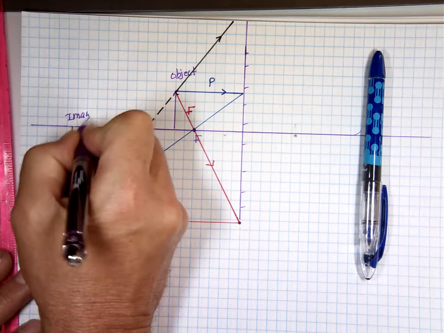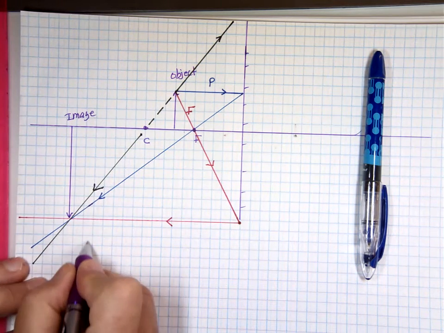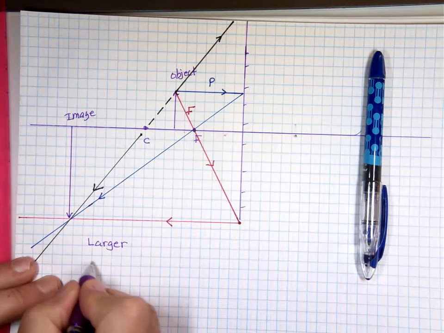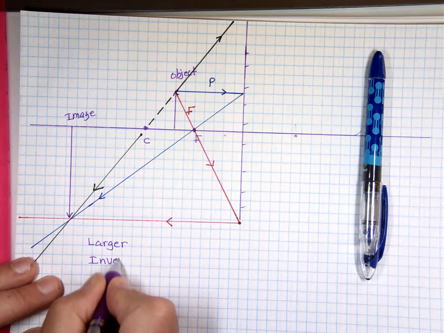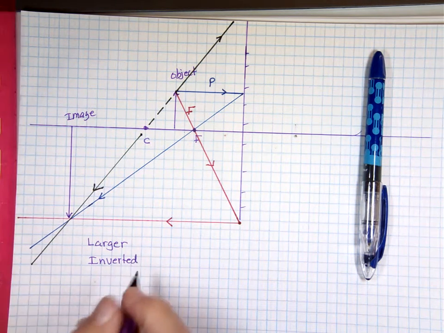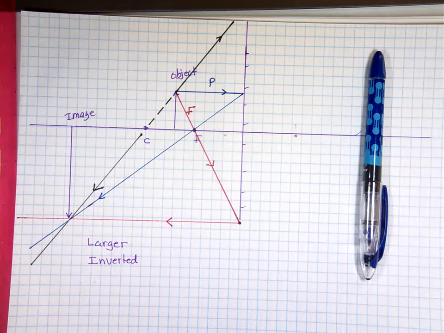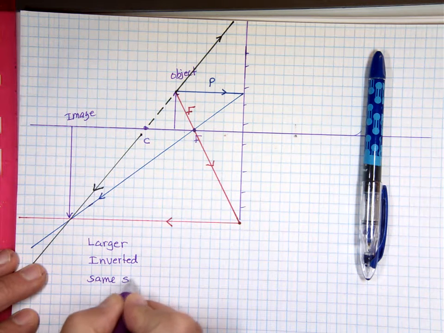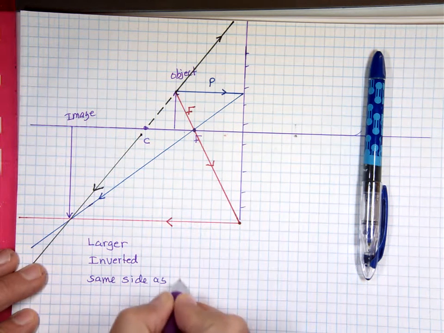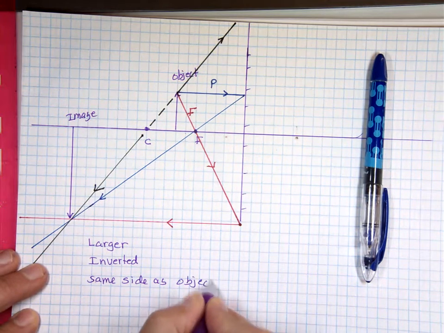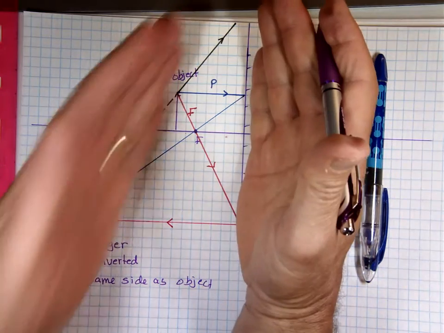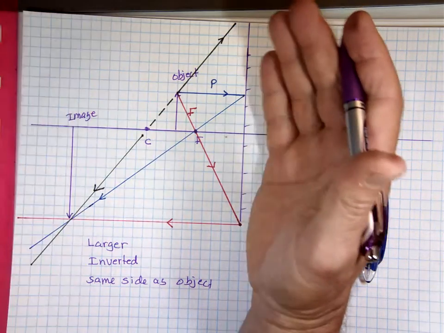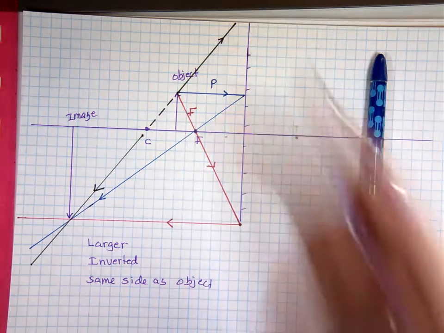What do you notice about this image? It's larger, right? What else? It's inverted. And what else do we notice about it? Same side. When I say same side as the object, what do I mean by that? The object is on the left side of the mirror, the image is on the left side of the mirror. Can the image be on the right side of the mirror? Yes. You'll see that in the next example.